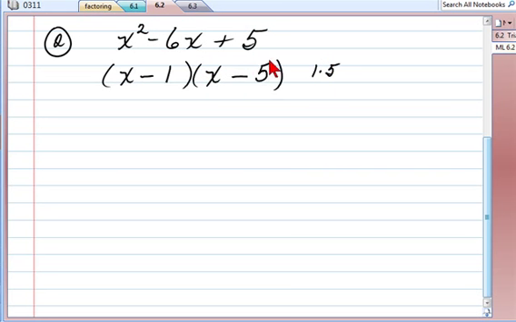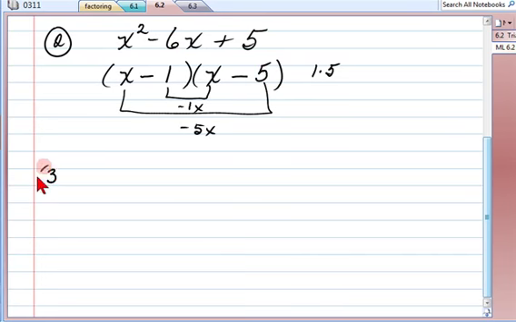And I'm going to check it. X times x is x squared. The outer product is negative 5x. The inner product is negative 1x. Those add up to be negative 6x. And the product of the last, negative 1 times negative 5, is positive 5. I need to check it because you could be making one thing work but not paying attention to the fact that something else didn't work. So there are 2 criteria. They have to multiply together to give you the last, but they also have to add together to give you the middle.